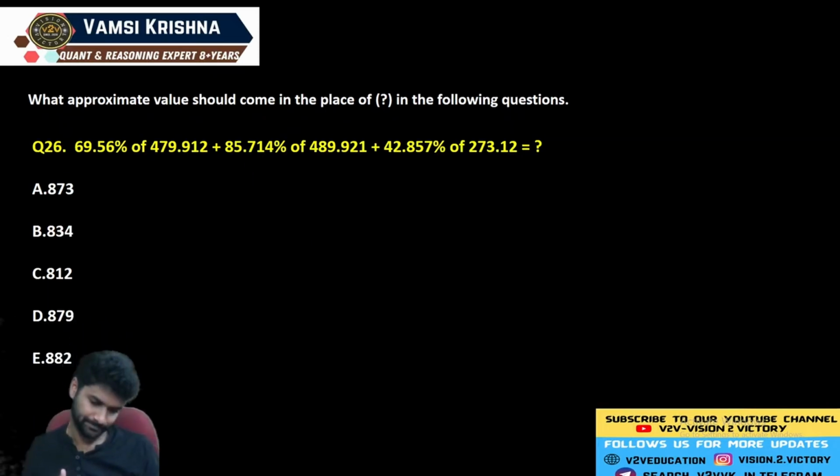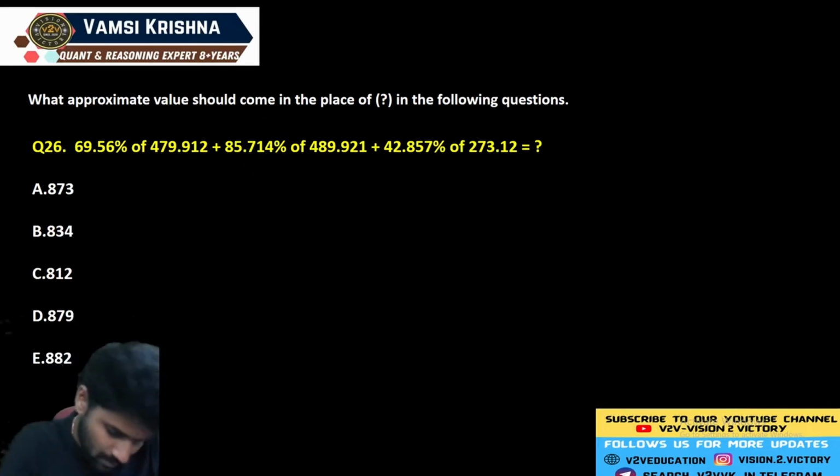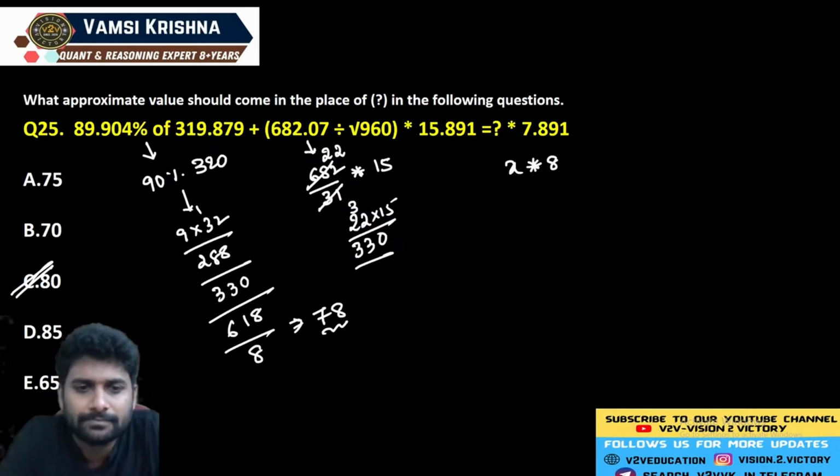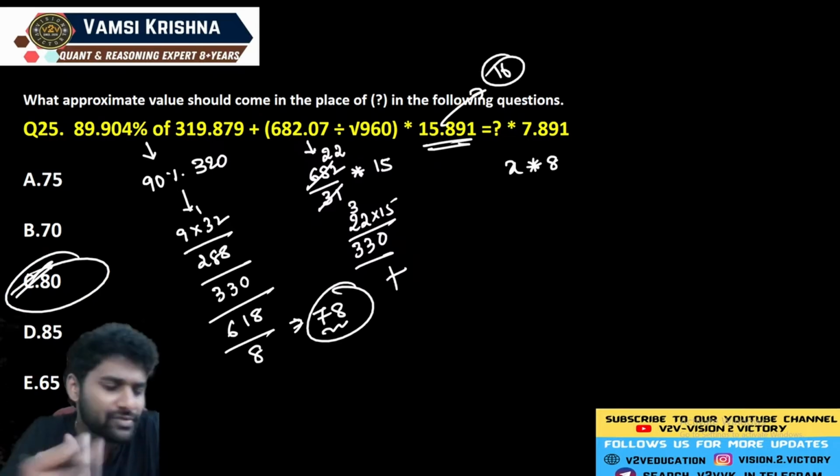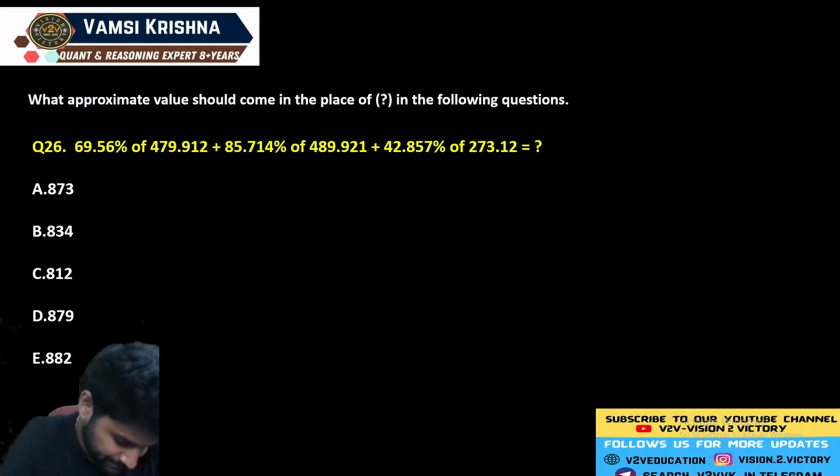Next one. See, I am taking this 15, take 16. So the answer should be 78 plus. So we have 80 as the option. Next.